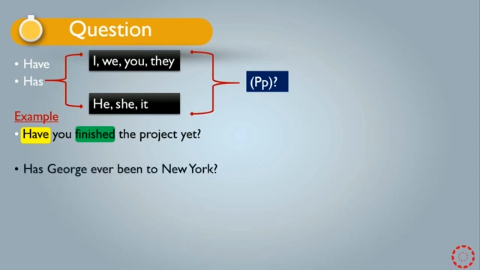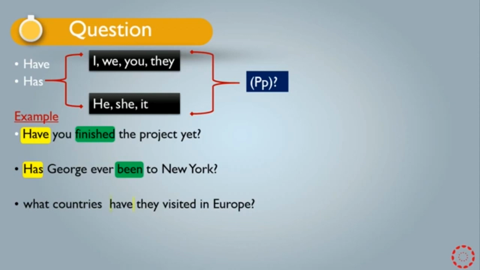Another one, has George ever been to New York? Okay, why do I use has? Because my subject is George, or you can say a name. Another one, what countries have they visited in Europe?